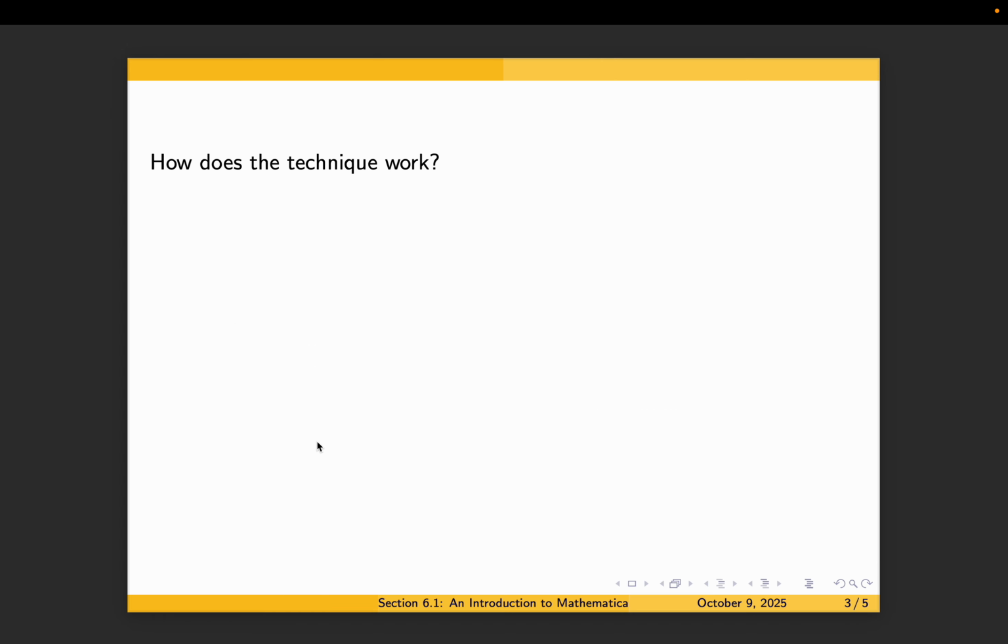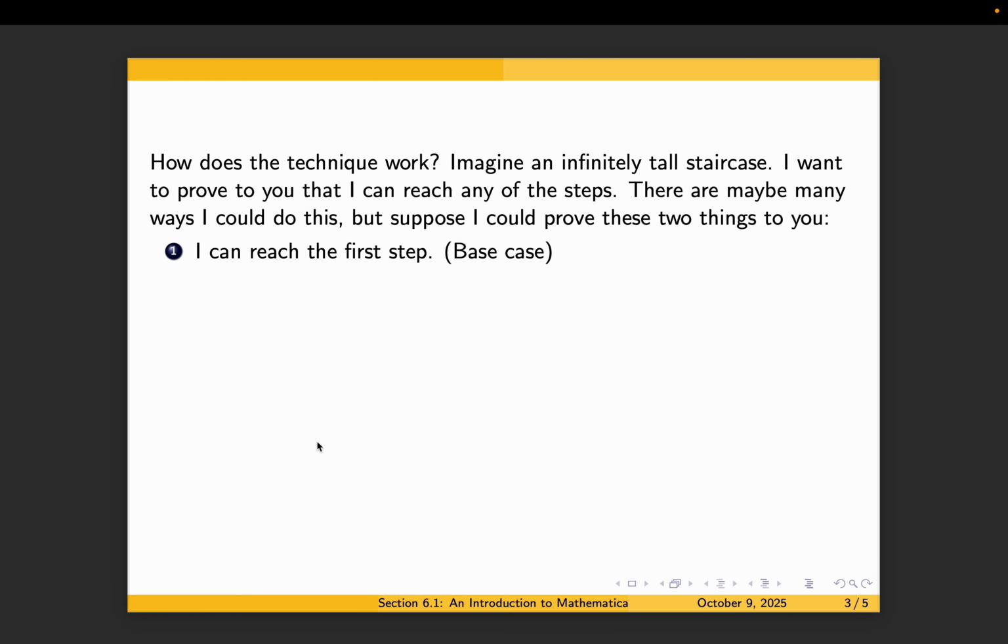So let me give you a broad overview of how the technique works without any technical details, and then I'll give you a formal definition later. To motivate the technique, imagine a staircase with infinitely many steps, and I want to prove to you that I can reach any of the steps. Of course, put aside physical limitations for the moment. In class, all of you have seen my old man physique and have thought to yourself, I bet he can't climb any steps. So we put that aside for now.